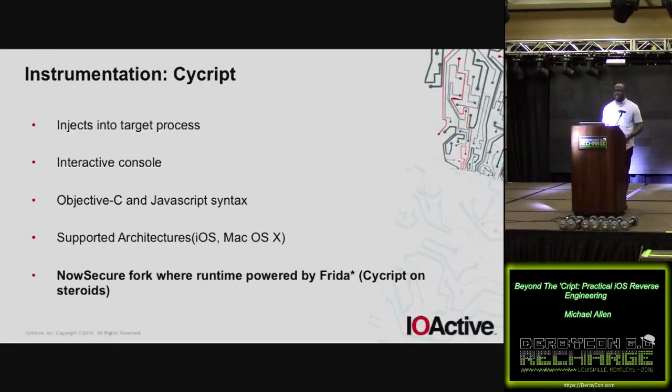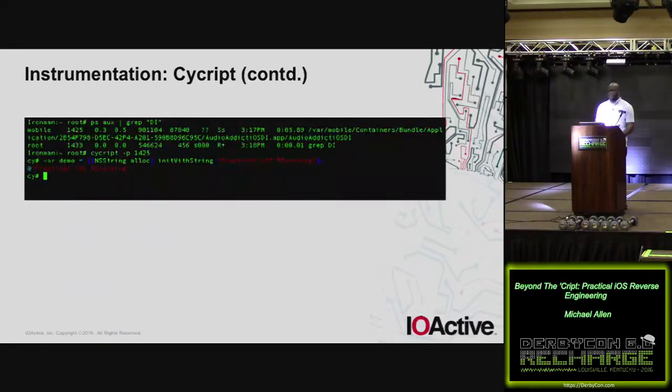And incidentally, the talk is entitled Beyond the Script. No, this is not a knock against Cycript. It's a powerful tool, but if you do in fact want to move beyond that, then the talk is just aimed at laying that foundation. So how do you use Cycript? Pretty much specify the process ID that you are interested in instrumenting, and then just run cycript -p, provide the ID, and that's it. You're in the interactive console, where, as we said, the syntax is Objective-C and JavaScript.